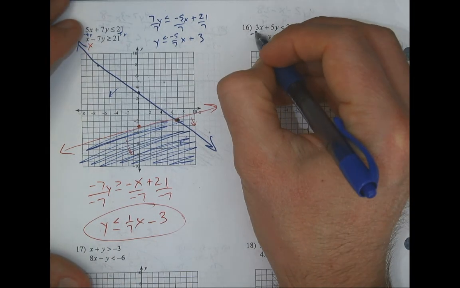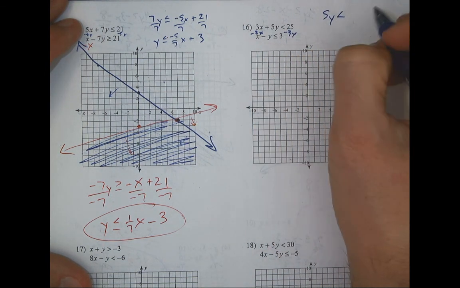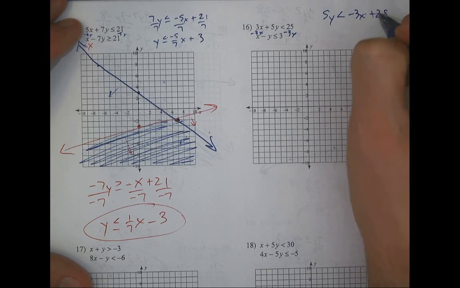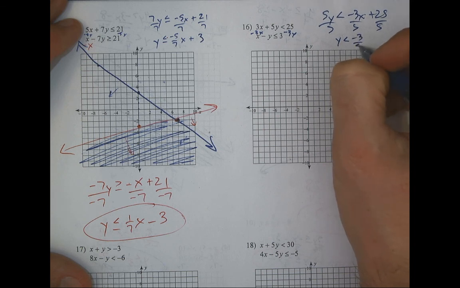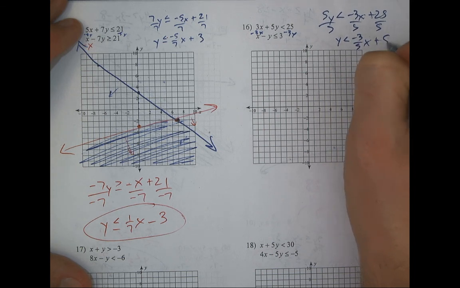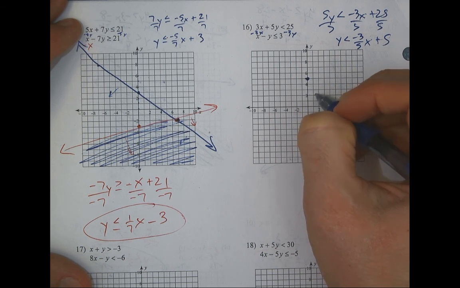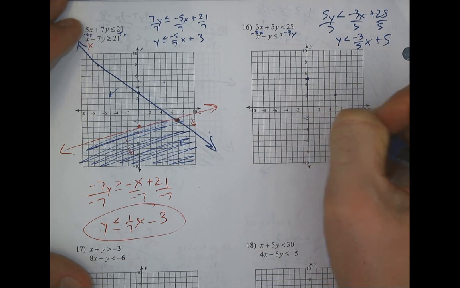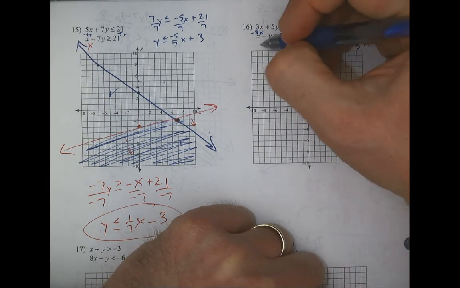16 minus the 3x on both sides, leaving me positive 5y. So no flipping on this one. It's negative 3x now, positive 25. Dividing by a positive 5 doesn't flip anything, so it still says less. Negative 3/5 x, and this is positive 5. So starting at 5, down 3 over 5. This is a dotted line.